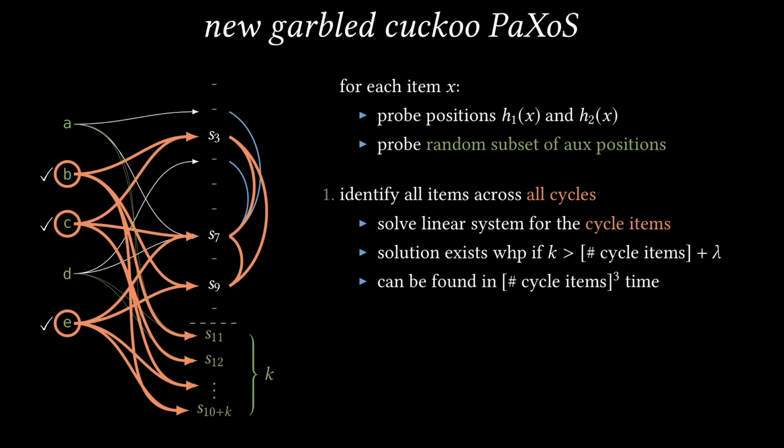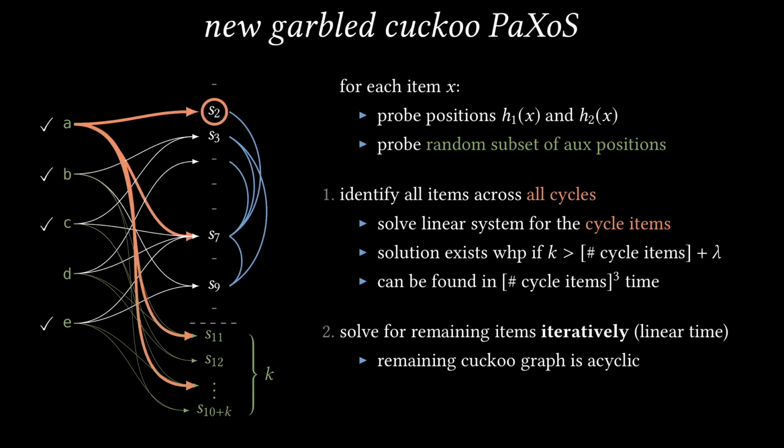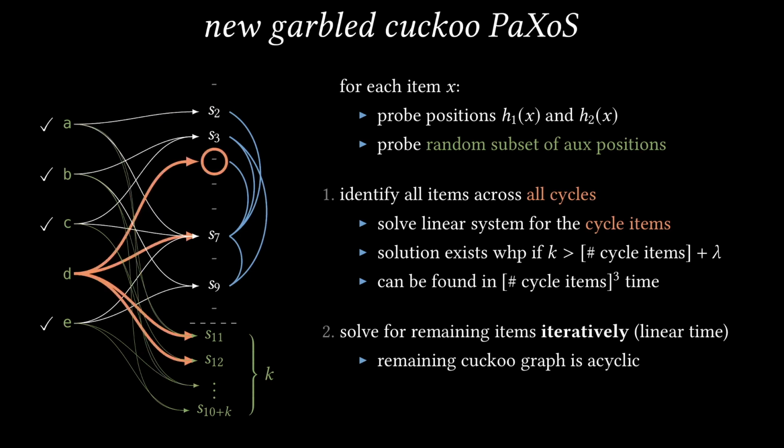Now we have fixed all the auxiliary positions of the PaXoS vector, as well as some of the primary cuckoo positions. All the cycle items have satisfied their linear constraints. The only thing left to do is satisfy the constraints of those other items, and we can do this using the iterative process that I described earlier. We find an item with only one of its probe positions unset, and then solve for that unset position. This process succeeds just as I described it before, because after processing all the cycle items, the remaining cuckoo graph is acyclic.